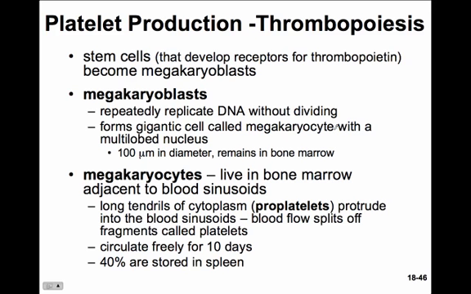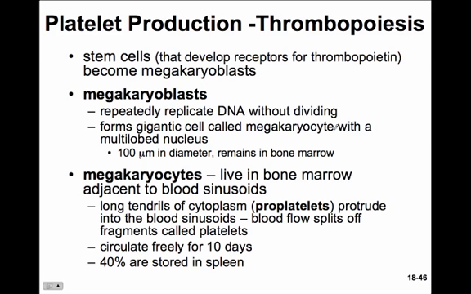Now, platelets are produced by a process called thrombopoiesis. Stem cells that develop receptors for thrombopoietin become megakaryoblasts. Megakaryoblasts repeatedly replicate DNA without dividing. That forms a gigantic cell called a megakaryocyte with a multi-lobed nucleus. They're about 100 micrometers in diameter, and they remain in the bone marrow.